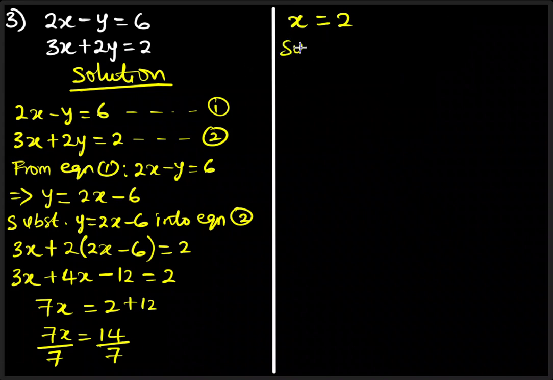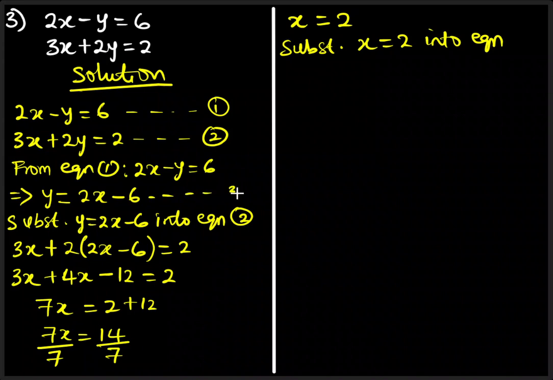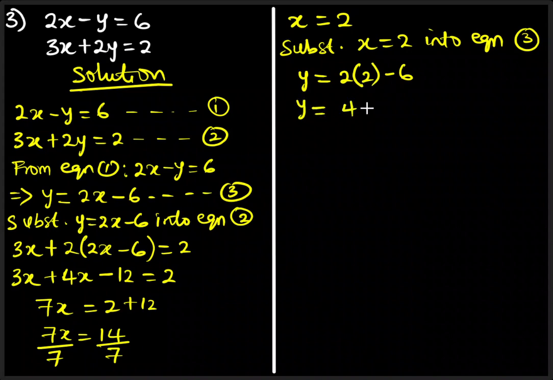So if we substitute x equal to 2 into equation, I didn't label this as equation 3, this is our equation 3, into equation 3, that will give us y equal to 2 brackets, our x is 2, 2 brackets 2 minus 6. So y is equal to 2 times 2 is 4, minus 6, and then y will be equal to minus 2. So therefore x equals 2 and y equals minus 2.